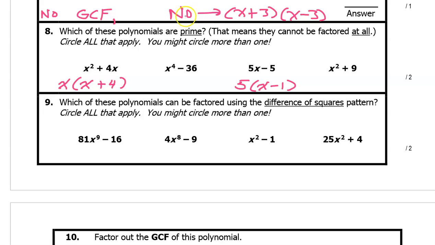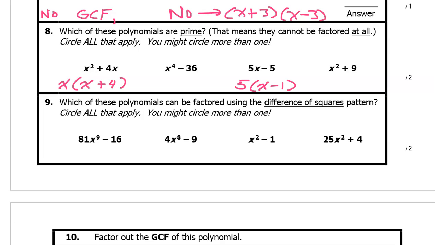Now, are either of these the difference of two squares? So far, other than factoring out the GCF, the difference of two squares is the only way that we have learned to factor a binomial. And when I say binomial, I'm talking about the fact that each of these has two terms. So are either of these the difference of two squares?